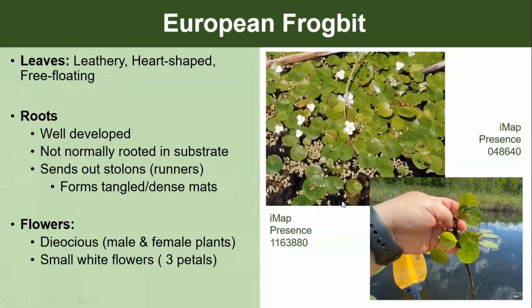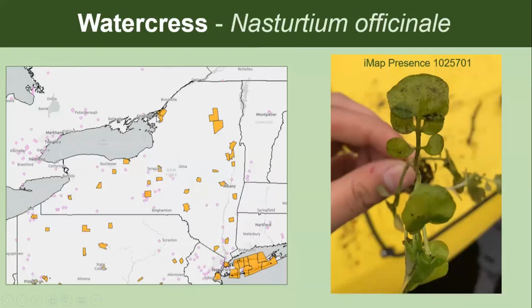And it's actually a dioecious plant, which means there are separate male and female plants. And I believe in New York, we only have the female plants so far. But they have these small white flowers. And to get a sense for the size, you can see it in the hand of this iMap observer. So there are other plants that have that rounded heart-shaped leaf that you'll see floating in the water, but they're very large. So Frogbit looks very different because they're so small.